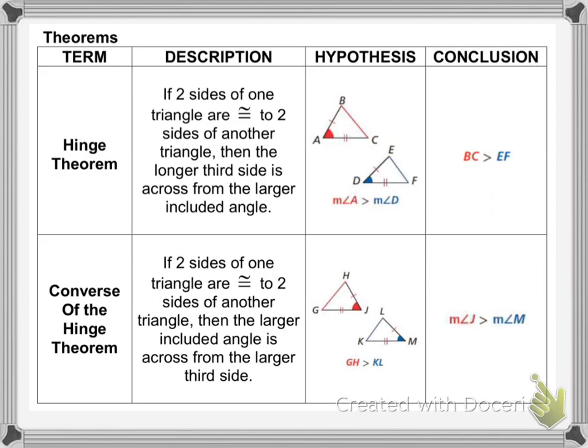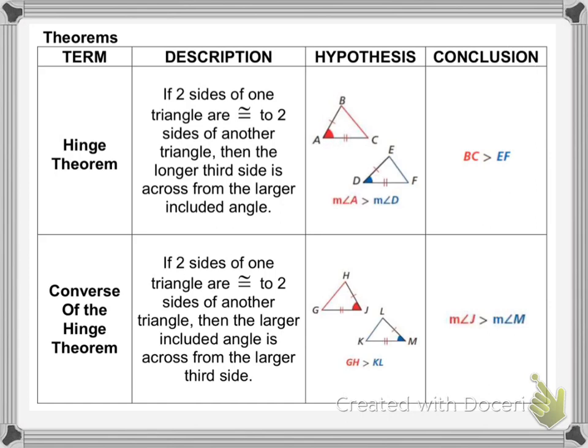Okay, and the hinge theorem says if two sides of one triangle are congruent to two sides of another triangle, so if you see in the picture AB is congruent to DE and AC is congruent to DF, okay? I'm going to erase that for now. Then the longer third side is going to be across from the larger included angle. Included just means the angle between those sides. So let me explain what this means.